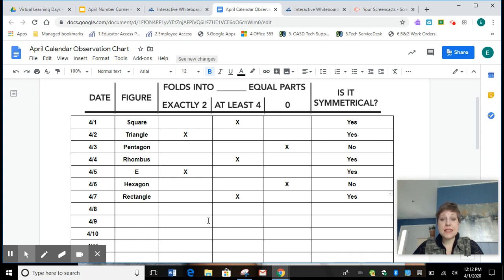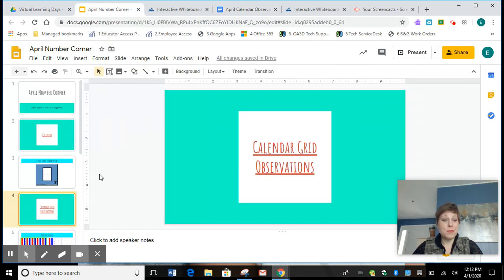Now, some of you are noticing some other patterns with the folds. We saw 4, 2, 0, 4, 2, 0. Today we saw 4 folds. Can you use this pattern to help you make a prediction on tomorrow's shape? We will have to find out if those predictions come true tomorrow.